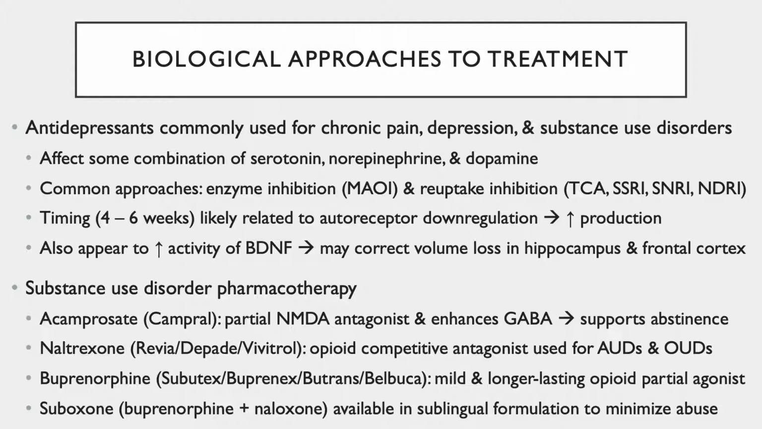Buprenorphine, which is brand name Subutex, Buprenex, Butrans, and Belbuca, is a mild and longer-lasting opioid partial agonist. This is akin to giving the individual a milder version of the problem opioid. Probuphine is an implantable option that delivers buprenorphine for up to 6 months, which can be nice because it leads to a controlled dose and higher compliance. Suboxone contains buprenorphine, but it is combined with naloxone. It's typically available in a sublingual formulation to minimize abuse.